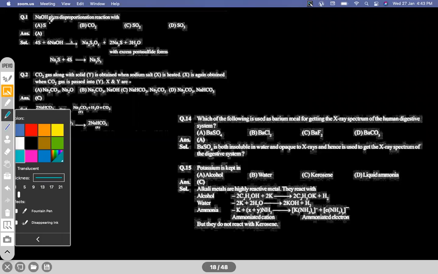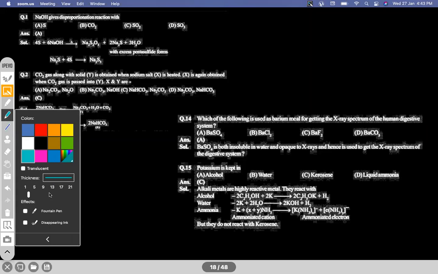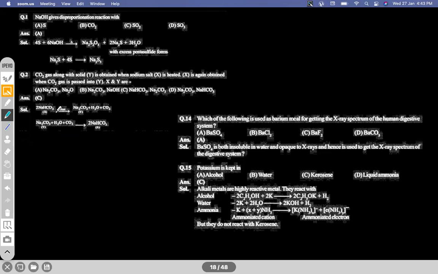You see, NaOH gives a disproportionation reaction with what? The reaction is given with sulfur. It forms sodium thiosulfate, sodium sulfide, and H2O. We have seen this reaction just now. And this further reacts with sulfur and converts into Na2S5. With excess sulfur, pentasulfide forms. So the disproportionation reaction with sulfur gives this.